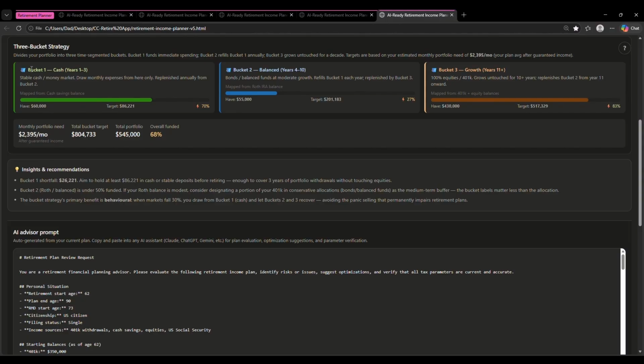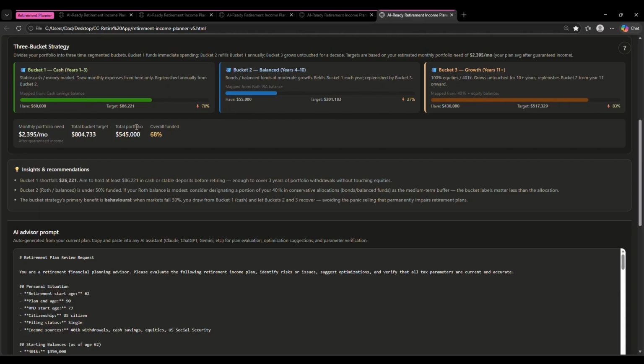So here's bucket 1, and we'll take a look at our recommendations in a minute, but currently we have 60,000 in here, and it's telling us that our target is 86,221. Bucket 2, we've got the 55,000 in here. It's telling us our target is 201,000 for this scenario. And bucket 3, it has 430 and the target is 517,329, so that's 83% funded currently.